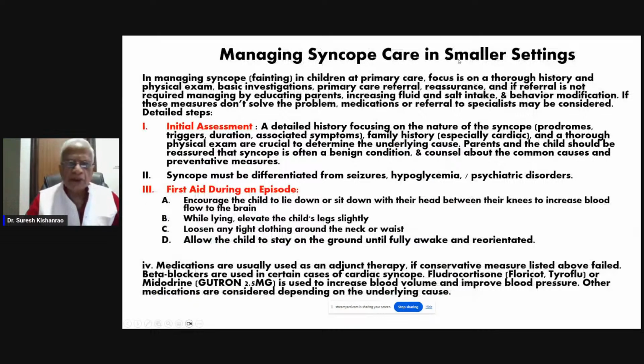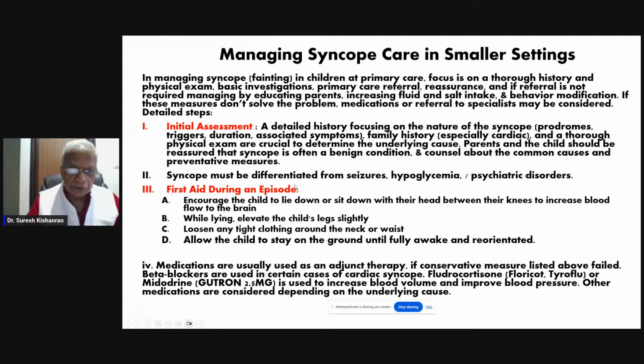When you decide to maintain or manage the case at your level, we have already told initial assessment is very crucial to take a decision. Second important thing is differentiate syncope from seizures or hypoglycemia or psychiatric disorders.